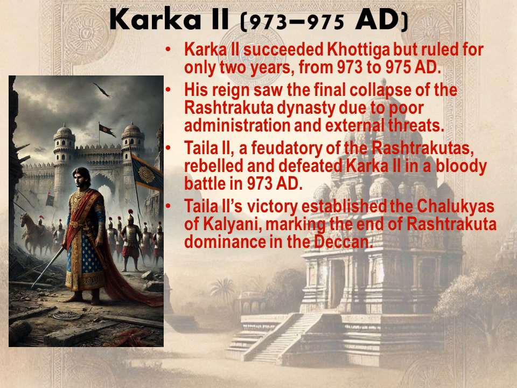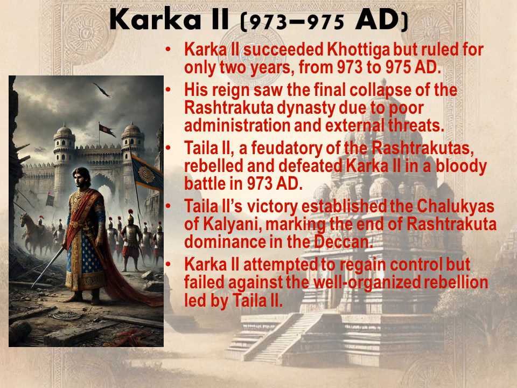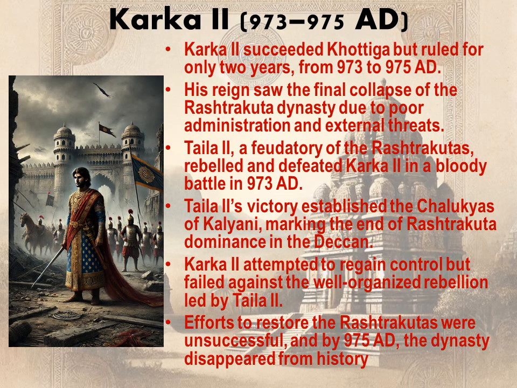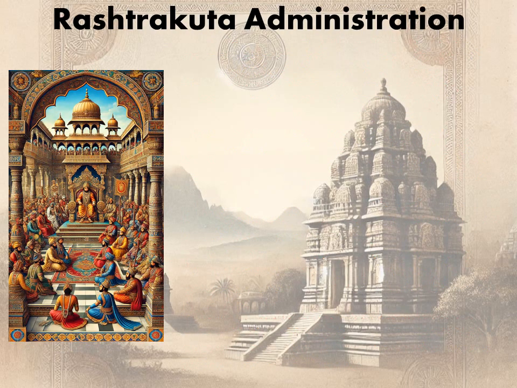Taila II's victory established the Chalukyas of Kalyani, marking the end of Rashtrakuta dominance in the Deccan. Karka II attempted to regain control but failed against the well-organized rebellion led by Taila II. Efforts to restore the Rashtrakutas were unsuccessful, and by 975 AD, the dynasty disappeared from history.